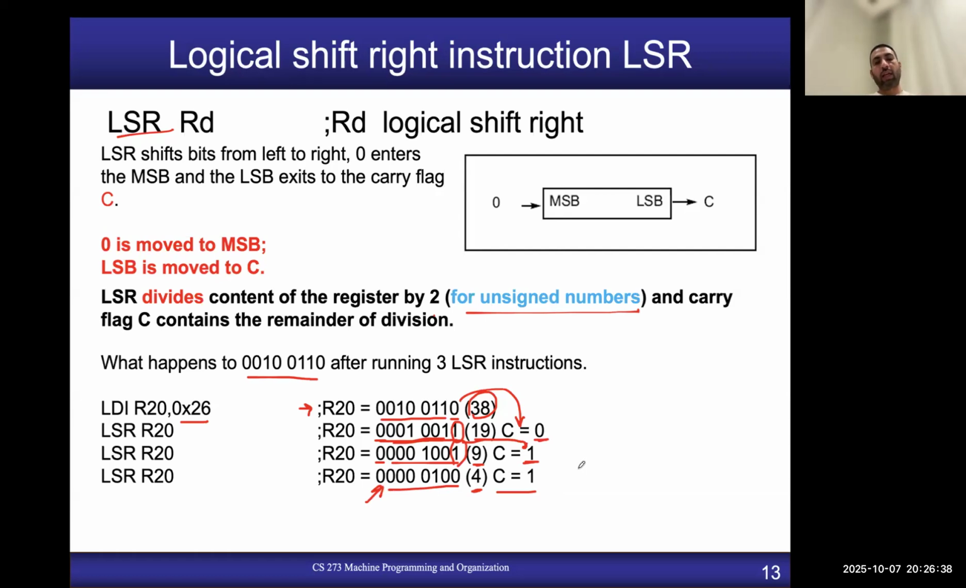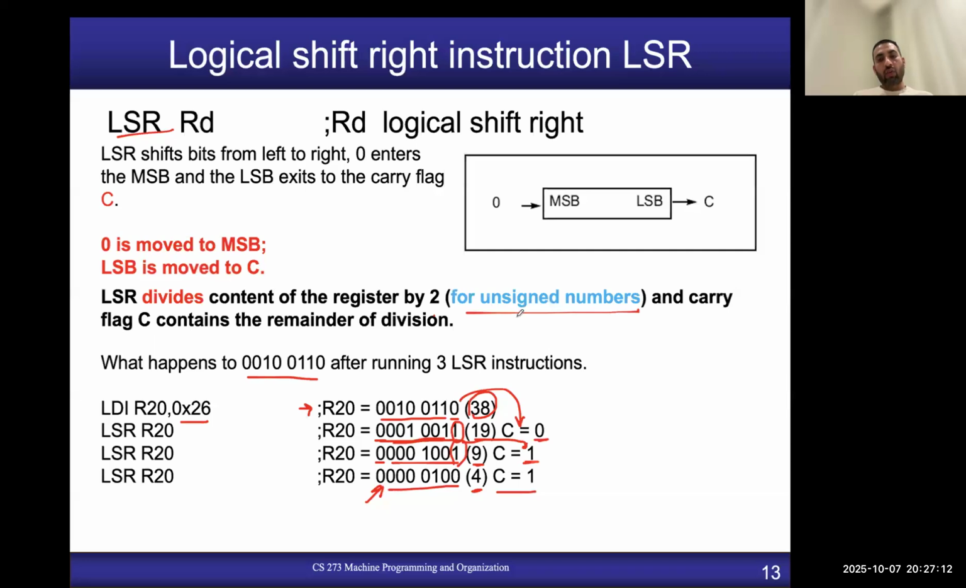So actually LSL and LSR instructions, you can use them to multiply a number. For example, you can use LSL to multiply a number by 2, and you can use LSR to divide a number by 2. But this works as long as both numbers are unsigned, and in the case of LSL, as long as the carry is not set equal to 1. Because once the carry is set equal to 1, it means the number is too big to be contained in an 8-bit register. The result of multiplication is too big to be contained in an 8-bit register.